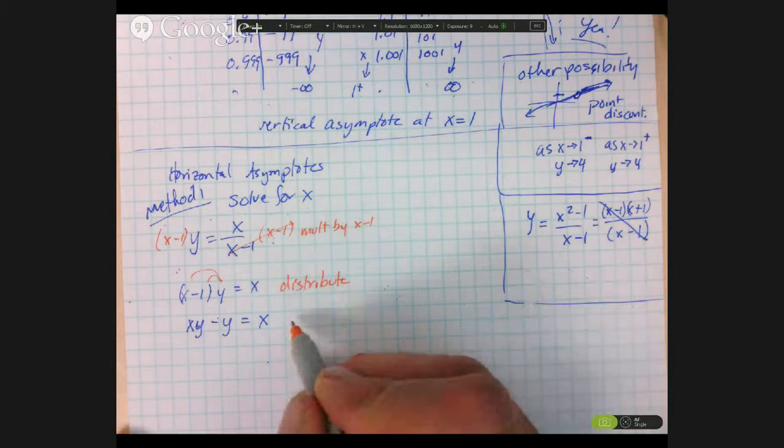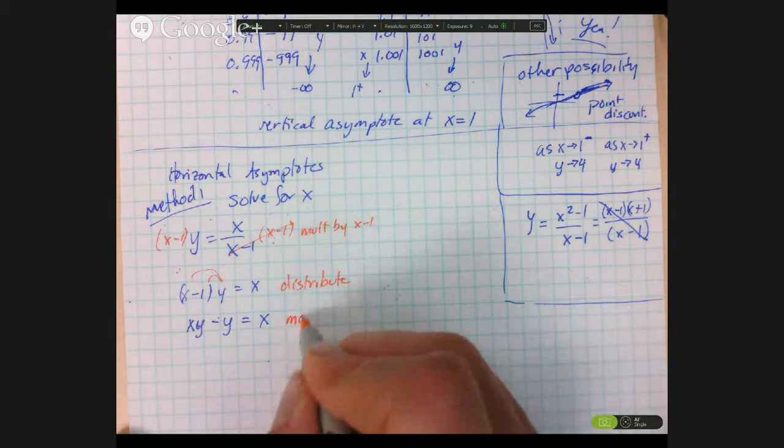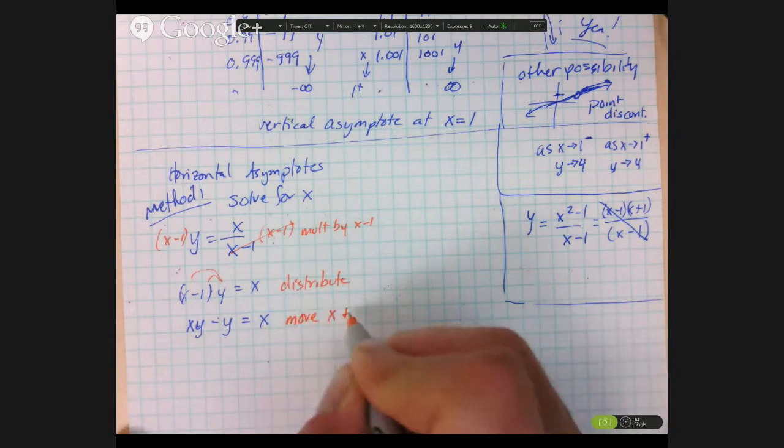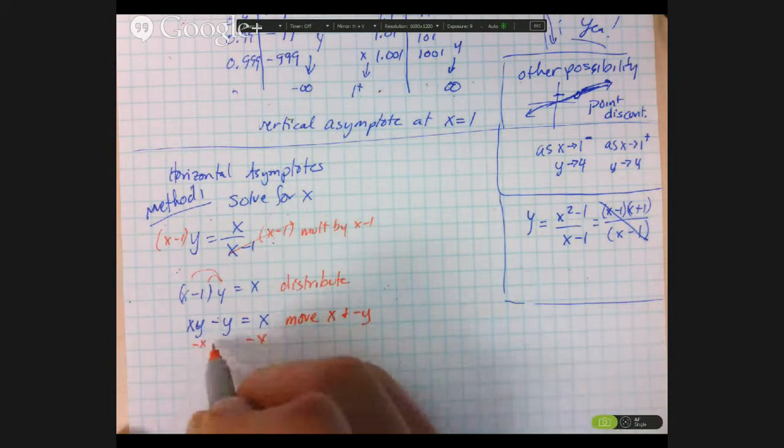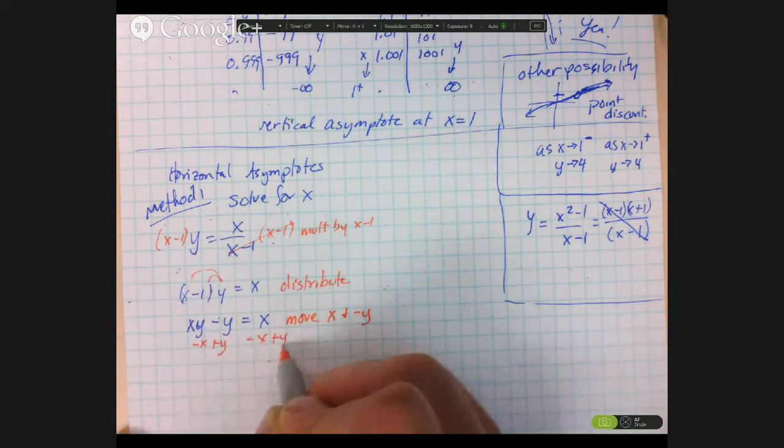We're good so far? Okay. I'm going to move the x over here and add the y to this side.